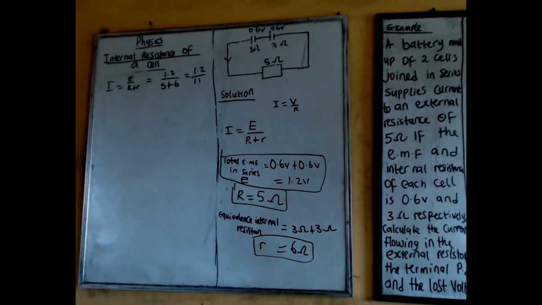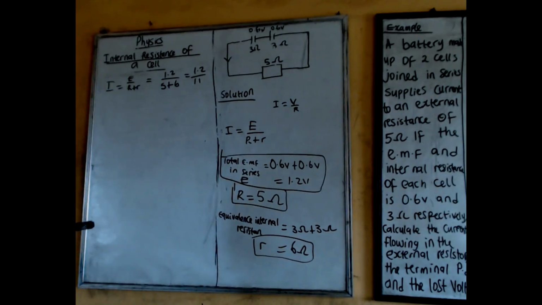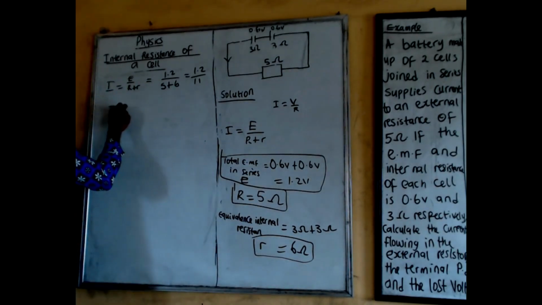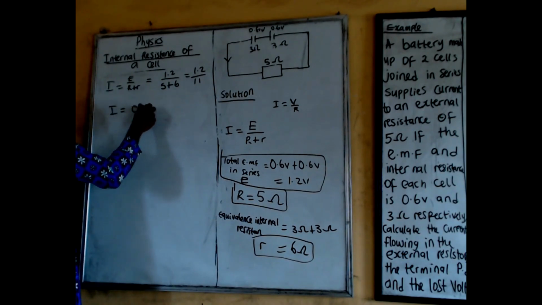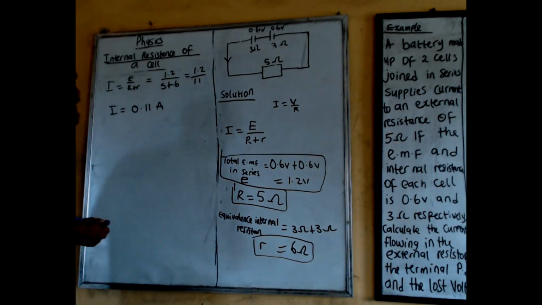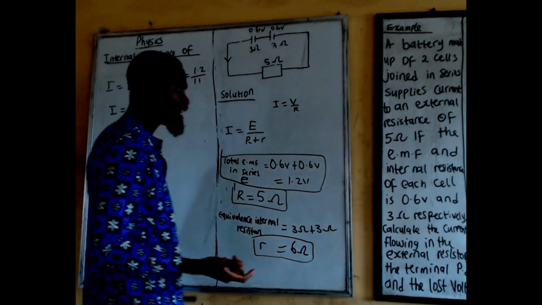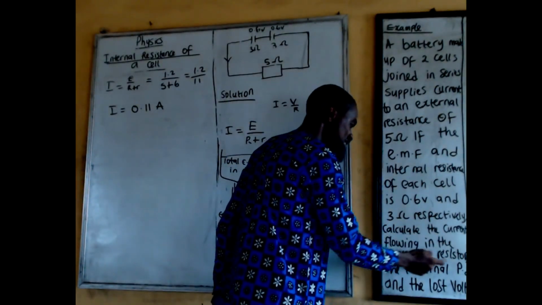1.2 over 11. If we do 1.2 divided by 11, it will give us 0.11 to 2 decimal places. What is the unit for current? The SI unit is ampere, because every other quantity here is in SI units. And what did we say we should calculate again? To calculate the current flowing in the external resistor.